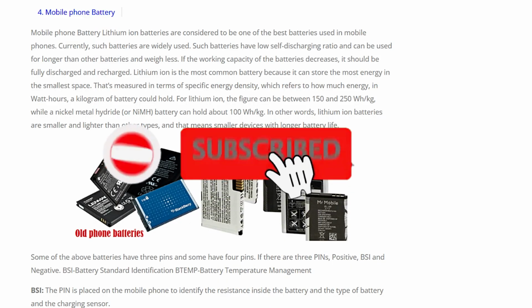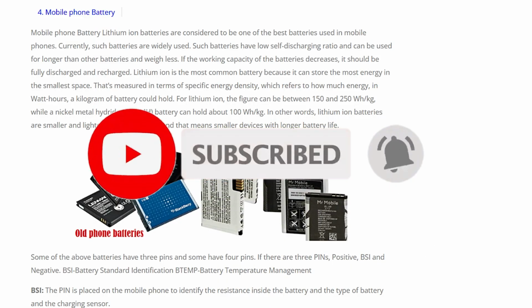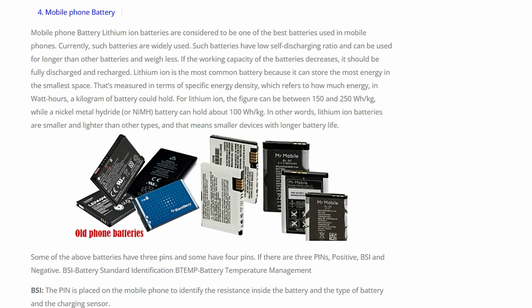Okay, this is lesson 3 and I'm talking about the mobile batteries. Some old batteries had 3 pins, others had 4 pins. They had the positive, the BSI, and the negative. The BSI was used, or it was pressed on a mobile phone, to identify the resistance inside the battery and the charging sensor as well, to avoid discharge.